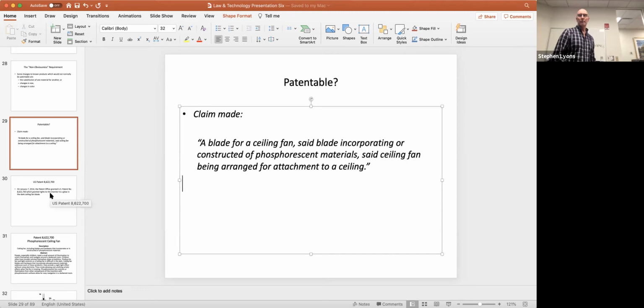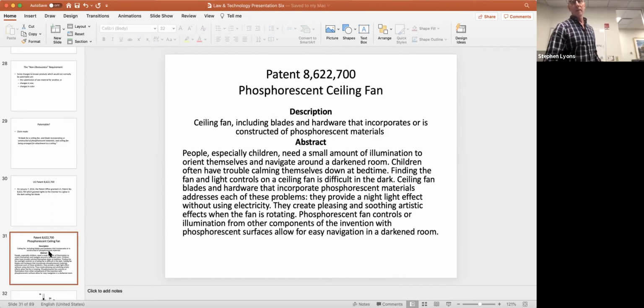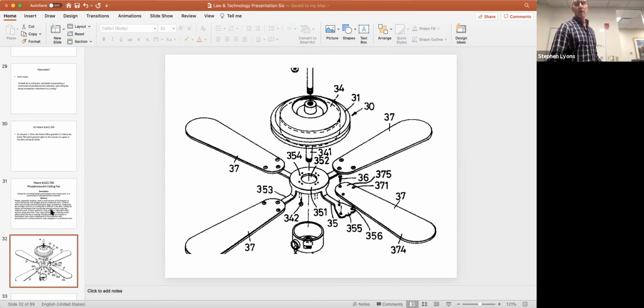Anybody have any idea? All they're doing is changing the color of the fan. Well, the answer is on January 7th, 2014, the Patent Office granted a patent to this. I would have got this wrong on the test. I'd still get it wrong on the test today if I was asked, because I would bet my life that you couldn't patent a ceiling fan where the only difference between it and the prior art is a different color. But there's the patent, and there's the diagram of it.